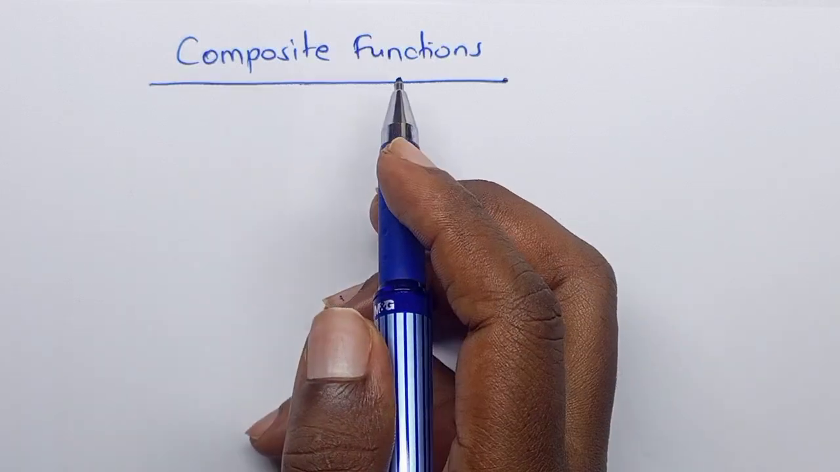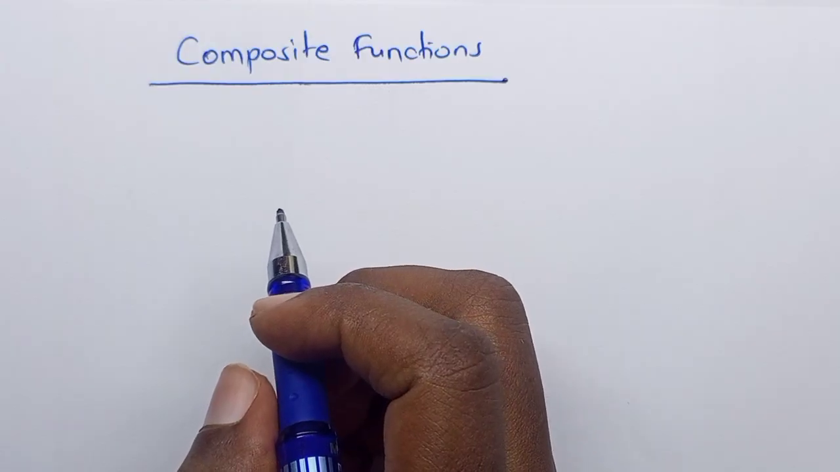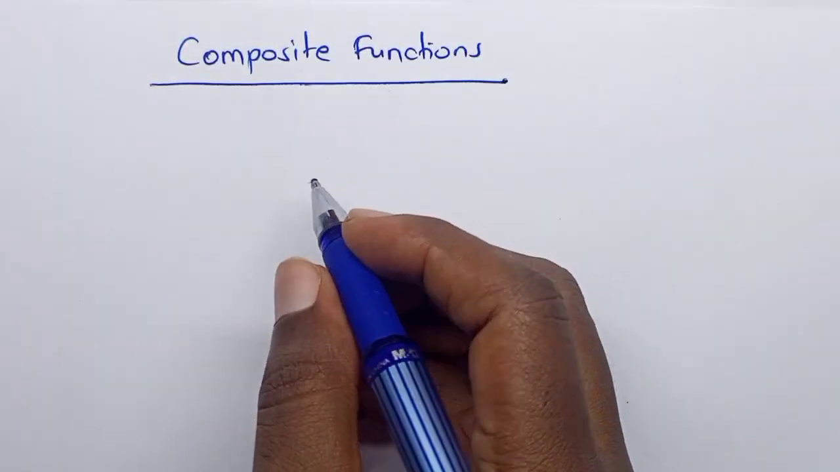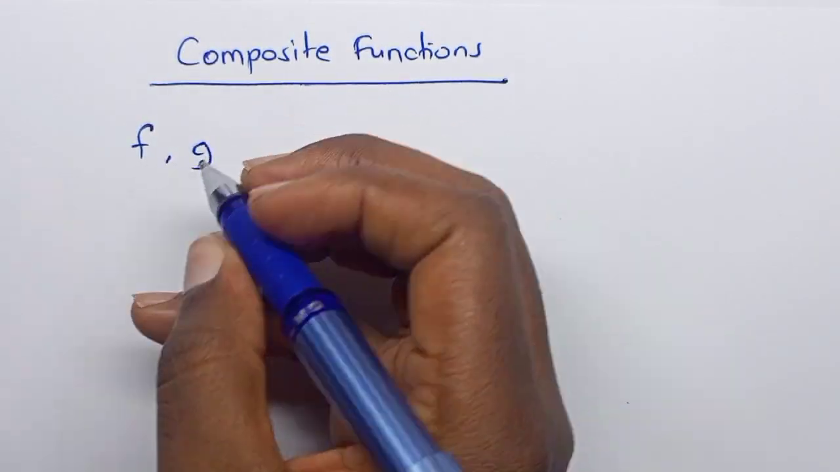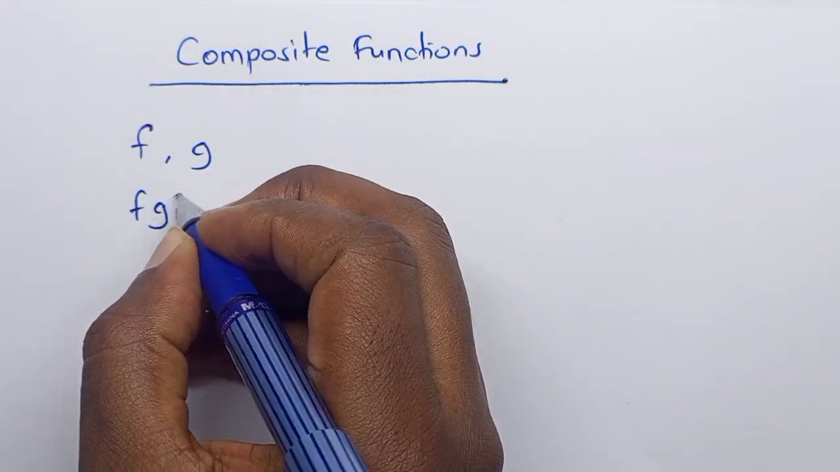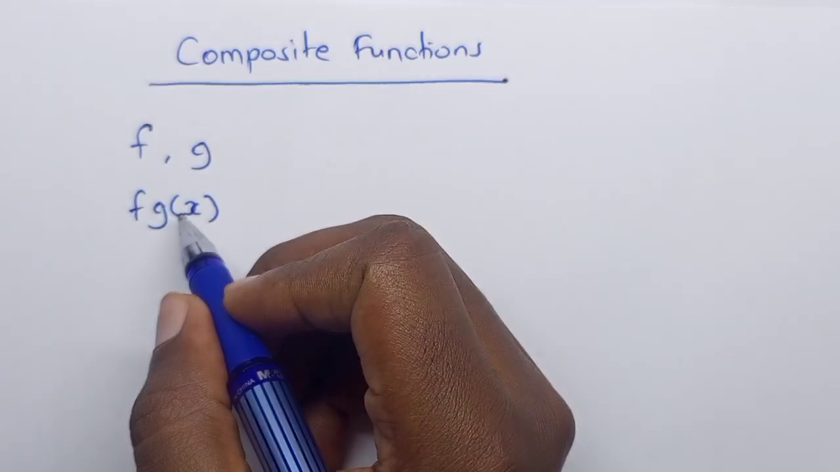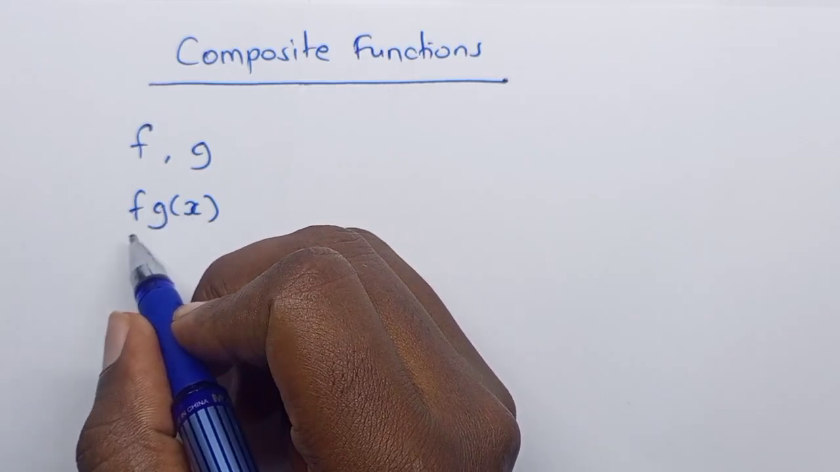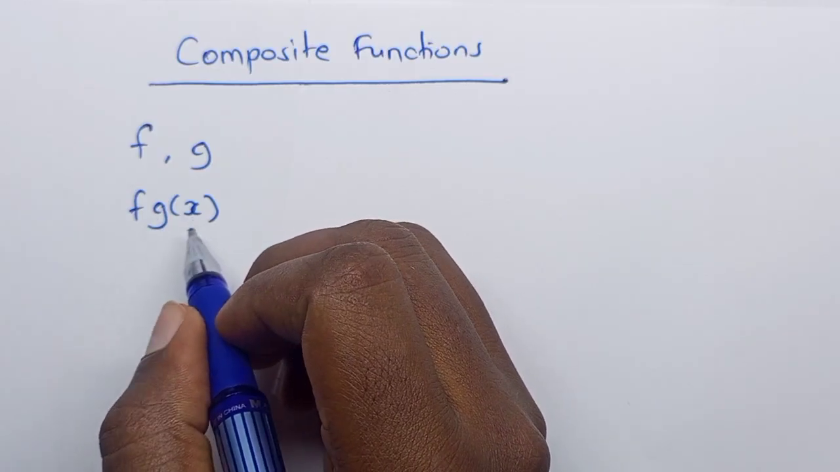Let's look at composite functions. Now, composite functions are when the output of one function is used as the input of another function. For example, if you have a function f and another function g, then the function f of g of x is said as f composed with g of x. So this is what we call composition of functions.